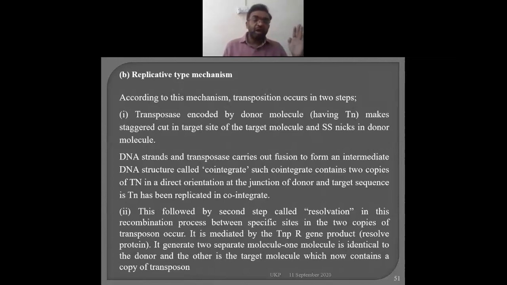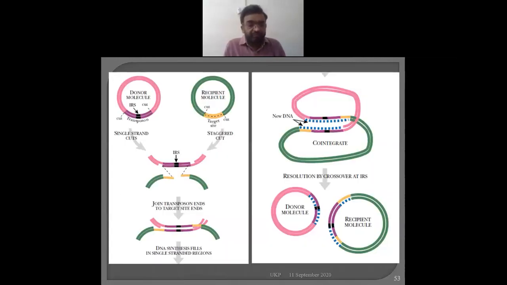Now such nomenclature is necessary in this case, because there is a creation of another transposable element. Okay, two copies are generated. Hence, who is going to give, who is donating, and who is the recipient? Hence, donor molecule and recipient molecule. Such nomenclature is required. So what does the transposase, which is encoded by the donor molecule, do? It makes the staggered cut in the target site of the target molecule, and a single-stranded nick in the donor molecule. Let me, I think with the diagram it will be much clearer.